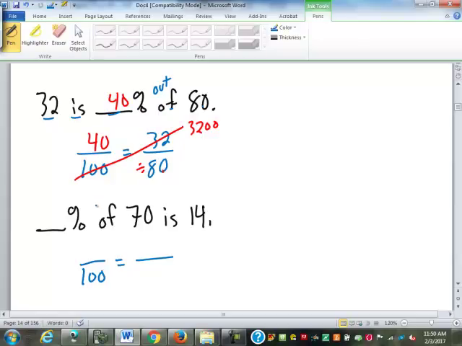Well, I see of 70. Again, I read that as blank percent out of 70. Implies the 70 is on bottom, so the 14 must be on top. And we cross multiply and divide. 100 times 14 is 1,400, divided by 70 is 20. So 20% of 70 is 14.